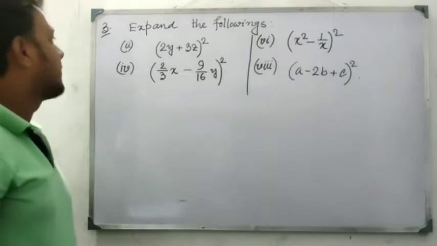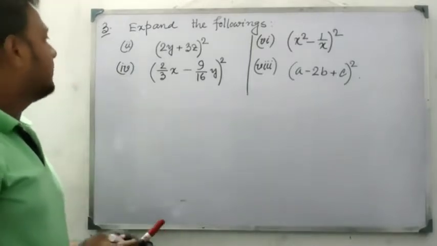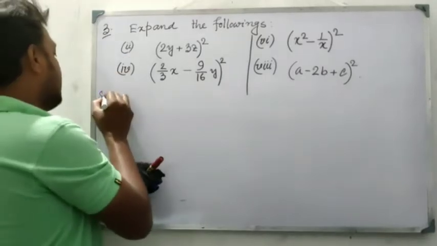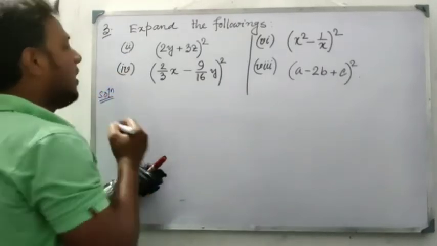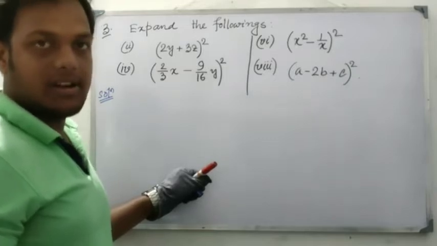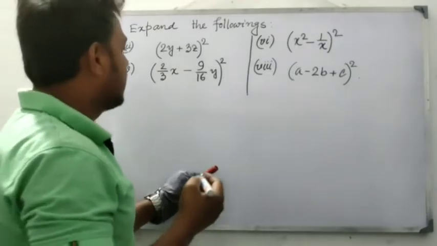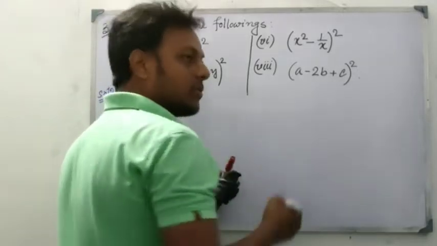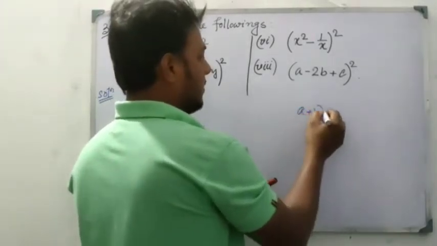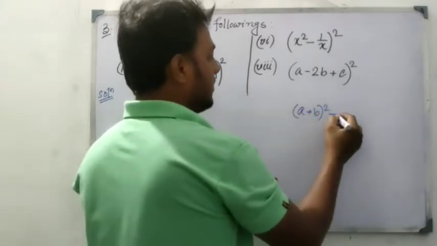Next, exercise 3 series. Expand the following. We have already memorized all the expanded identities, such as (a plus b) whole square. I told you to memorize all these things.